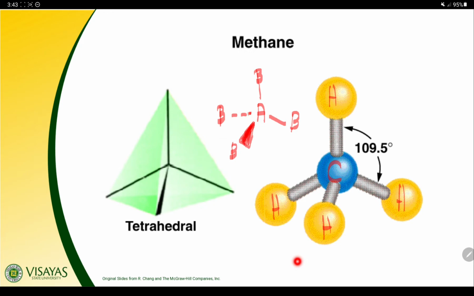Again, we use a dashed line or broken line for the atom bonded or projected at the back, and then we use a wedge line for the bond projected to the front. So in this structure, for example, this wedge line is here, and this broken line is here. Or it could be on the other side as well.